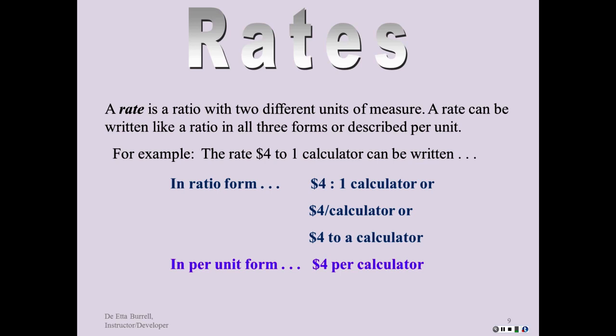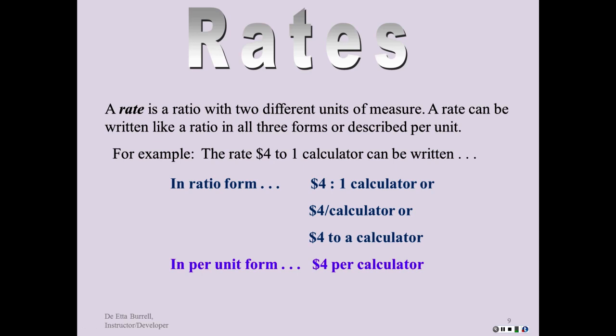Now, just like with ratios, rates can be written in standard form. I gave you an example here of $4 to 1 calculator. I can write that rate as $4 colon 1 calculator. I can write it in fractional form of $4 to a calculator. I can write it in a form with the word to by putting $4 to a calculator. But look at this form right here. When I have a rate, I can change the rates to a per unit rate.